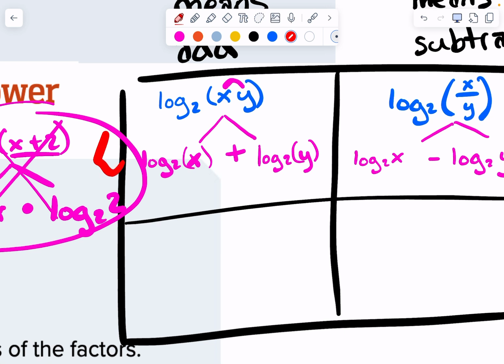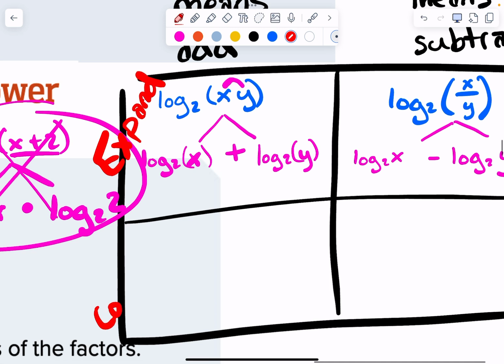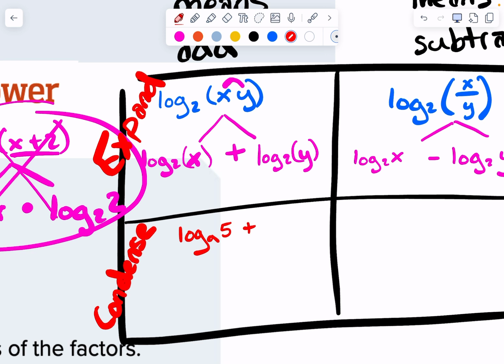So this is an example of expand. Okay, both of these we were expanding into 2 groups. Now let's say we are condensing, condense, right? They will say condense this. And let's say we have log base A of 5 plus log base A of 4. I like 4. Yeah. How do I condense those together? Add means multiply. So log base A of 20, right? Because 5 times 4 is 20, right? So an example of expanding, an example of condensing, okay?